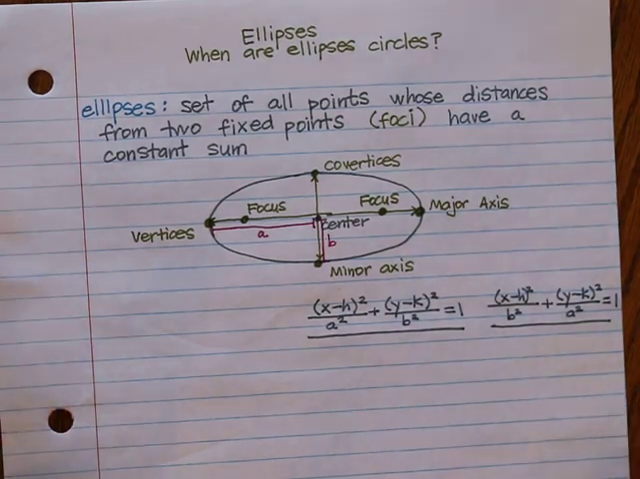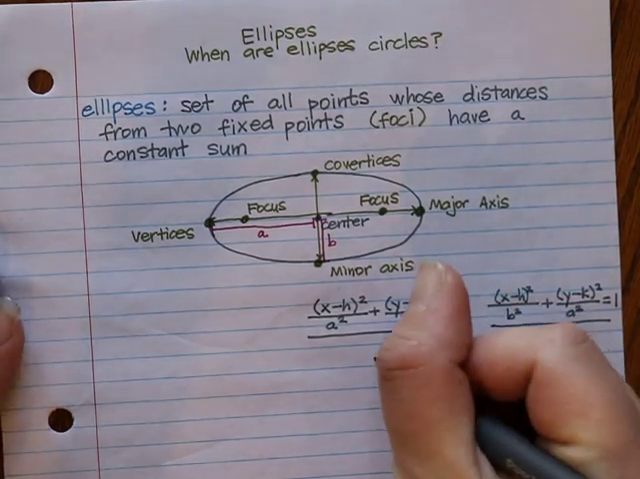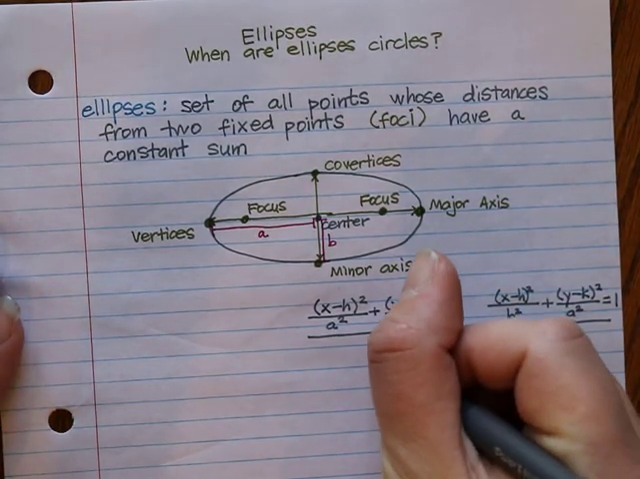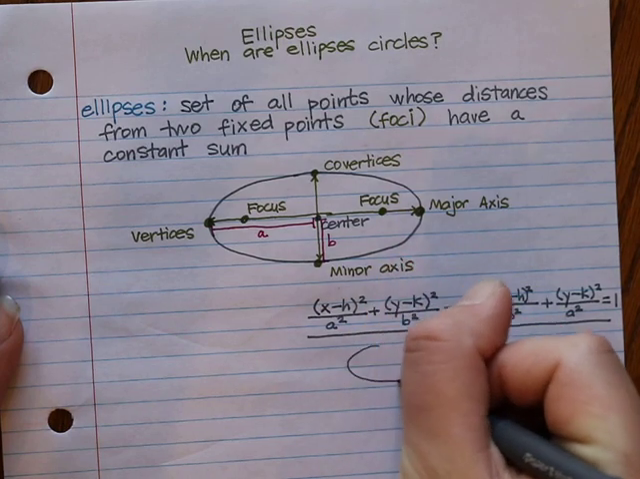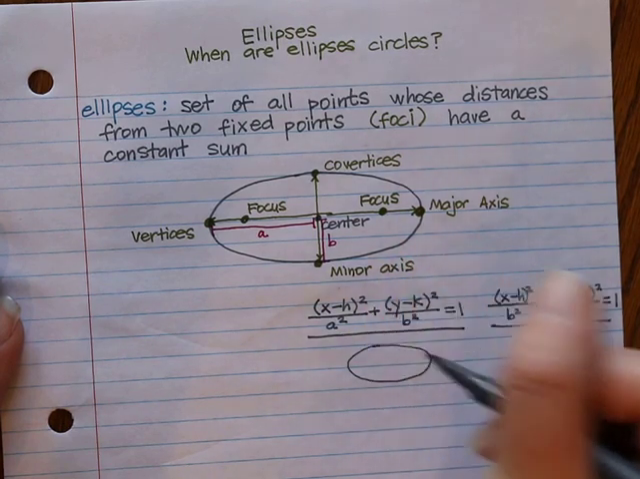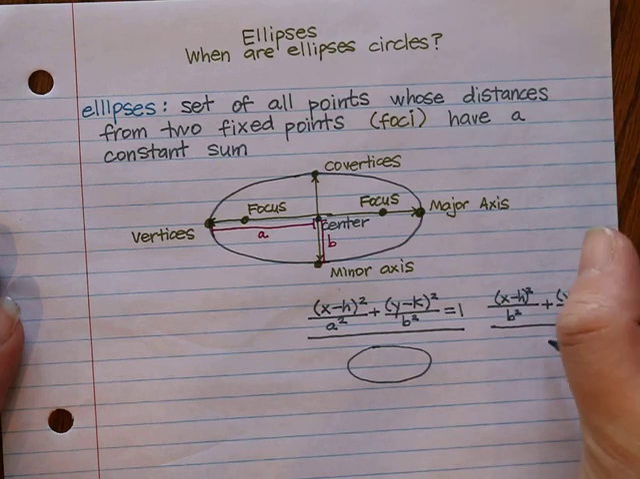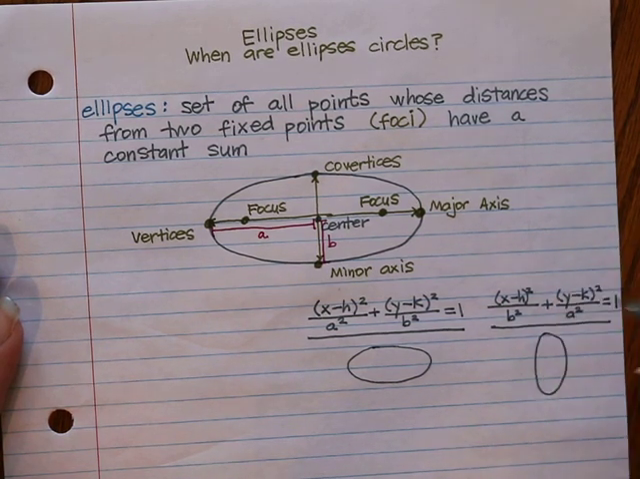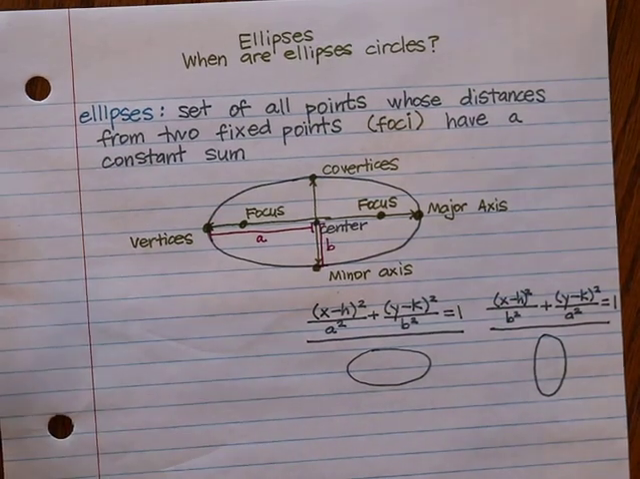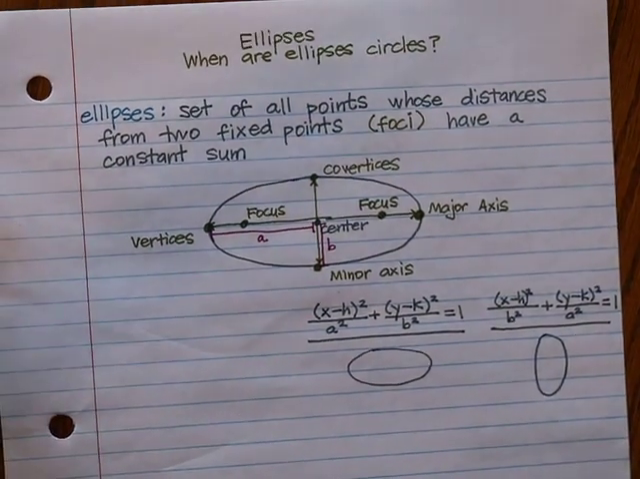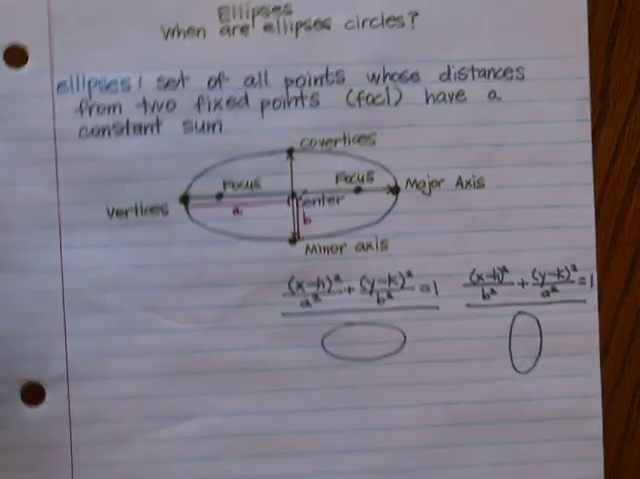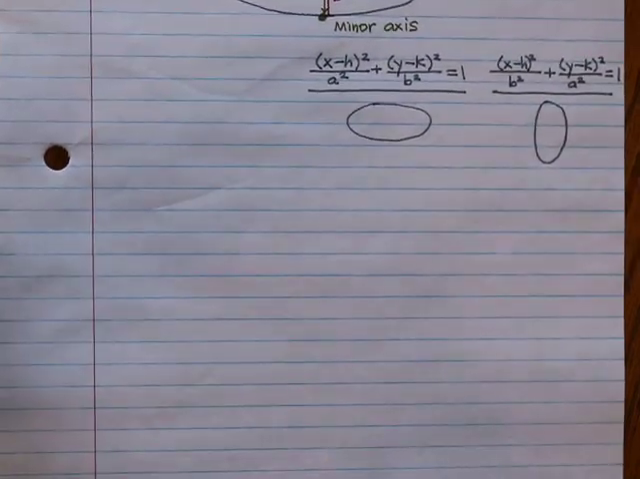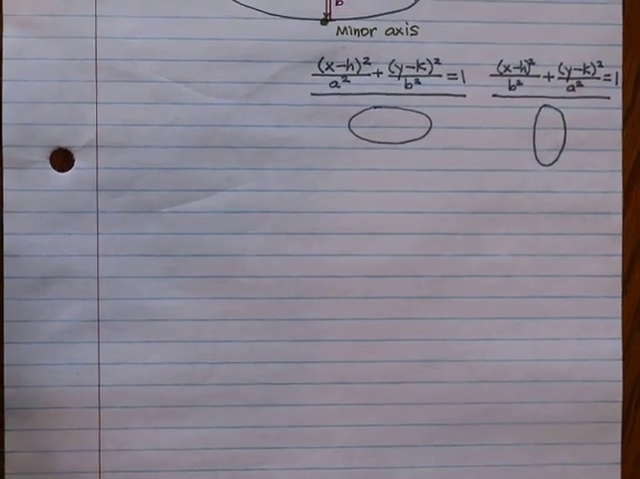Let's kind of talk about what each one tells us, and then we'll go from there. If the bigger number is under the X, that's when we are looking at a horizontal ellipse. And if the bigger number is under the Y, that's when we're looking at a vertical ellipse. And so that's just kind of the difference between the two. Okay, so now, let's get this kind of slid up so we have a little more room to write.